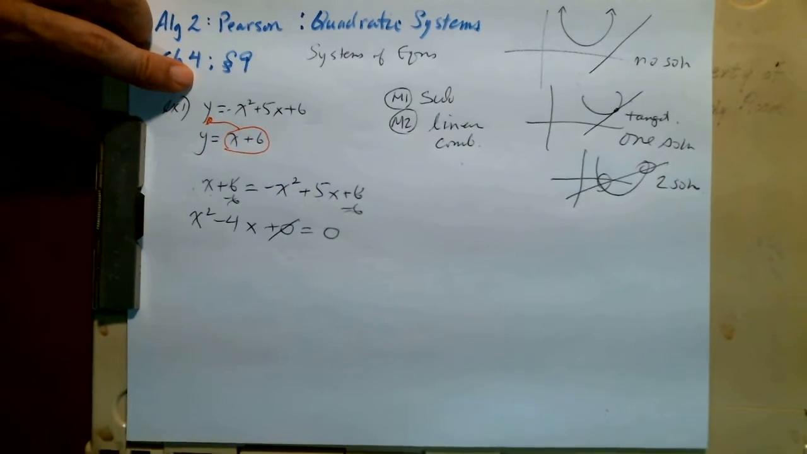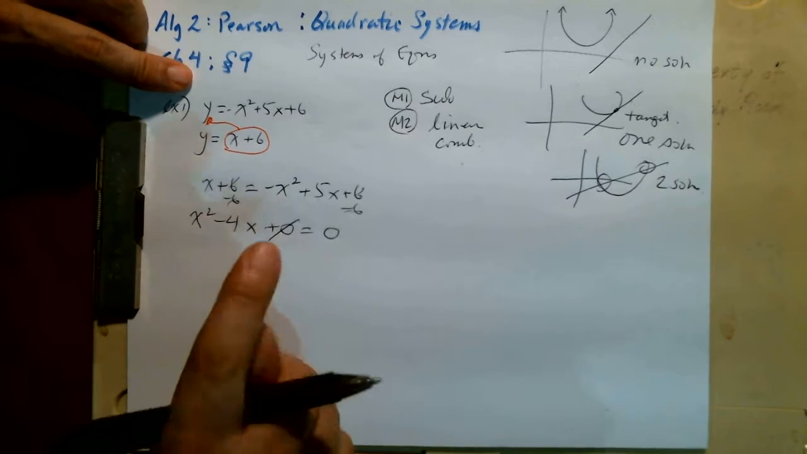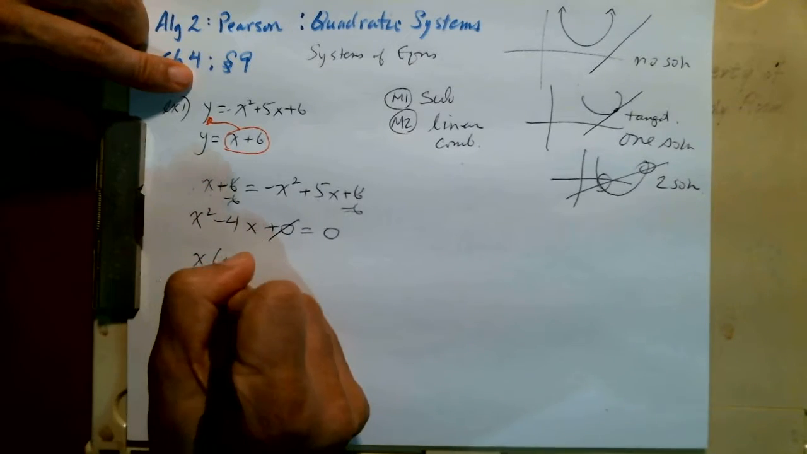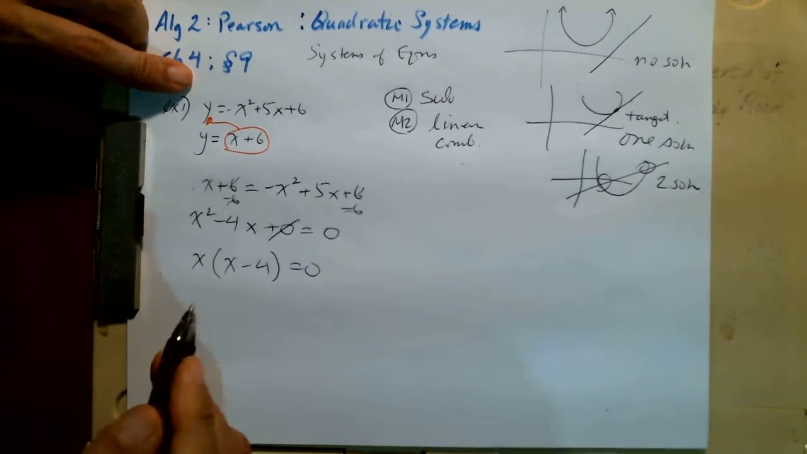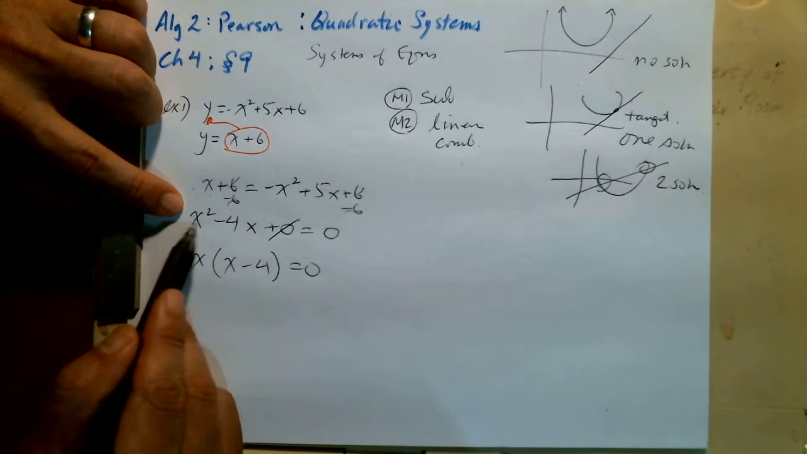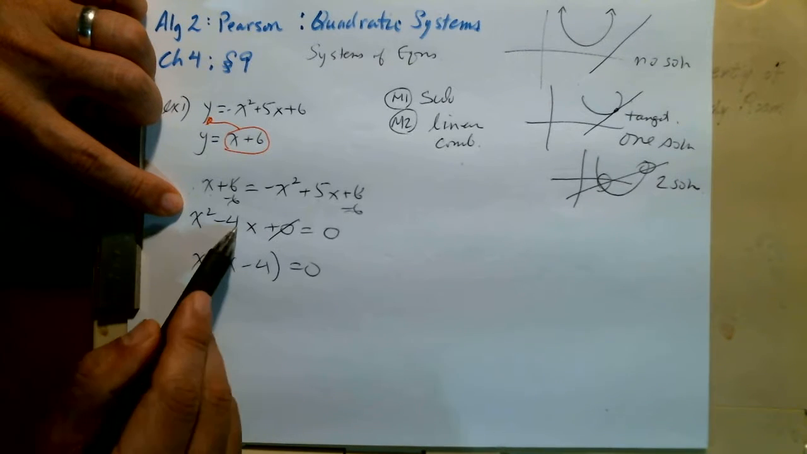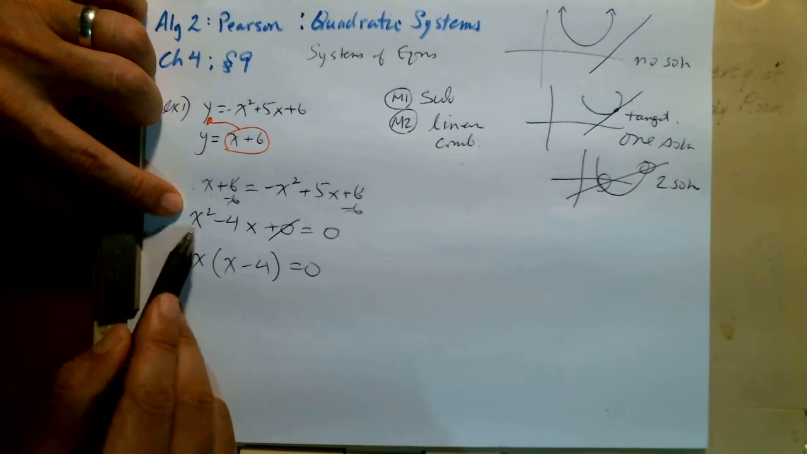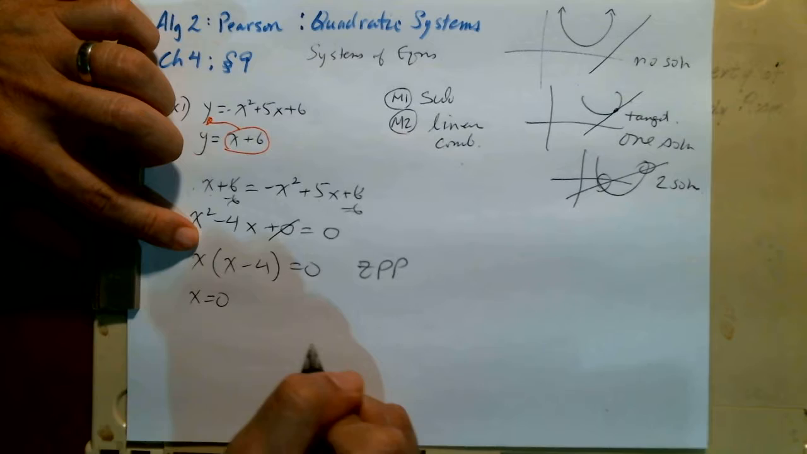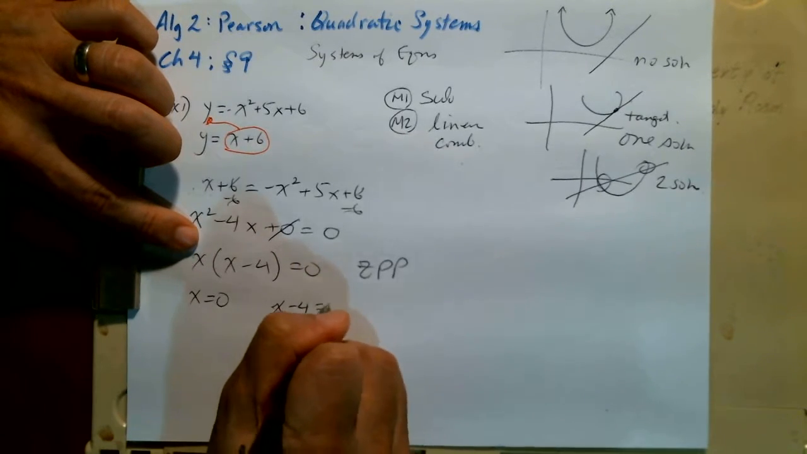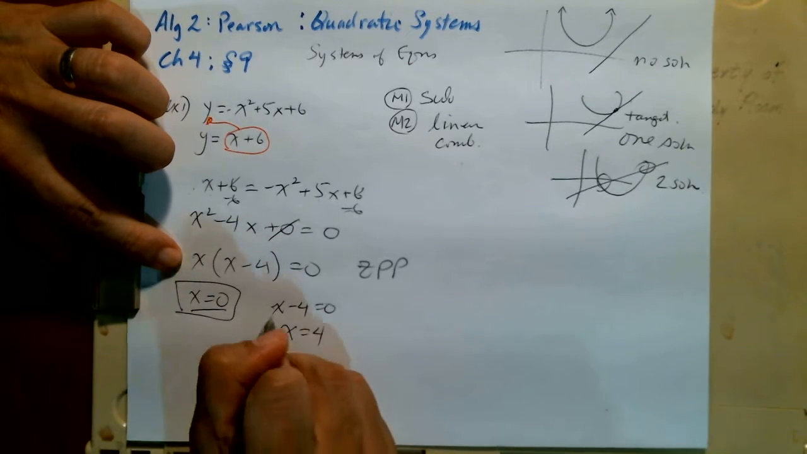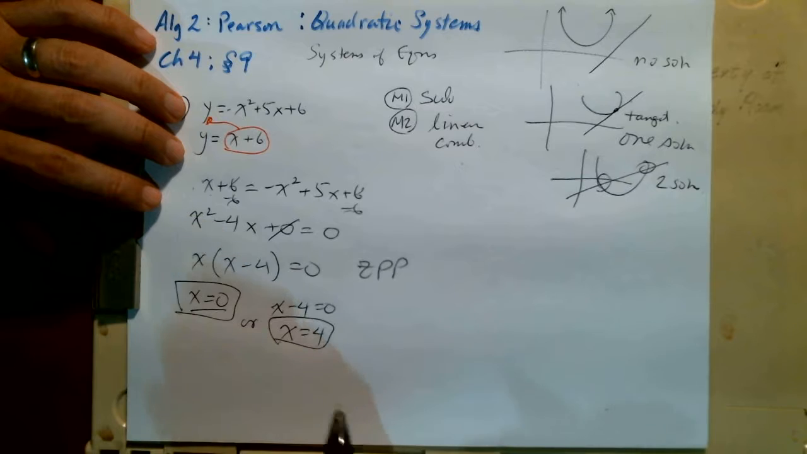I don't really care about that 0 on the right. How do I solve this? Notice that there's no constant term, so I'm going to factor out an x, and get x times x minus 4 equals 0. If you distribute this out, you get x squared minus 4x, which is what we should get. You can go back and forth between factoring and distributing. Using the zero product property, each factor is equal to 0. So x equals 0 is one solution, and x minus 4 equals 0 gives x equals 4 as the other. These are your two solutions.